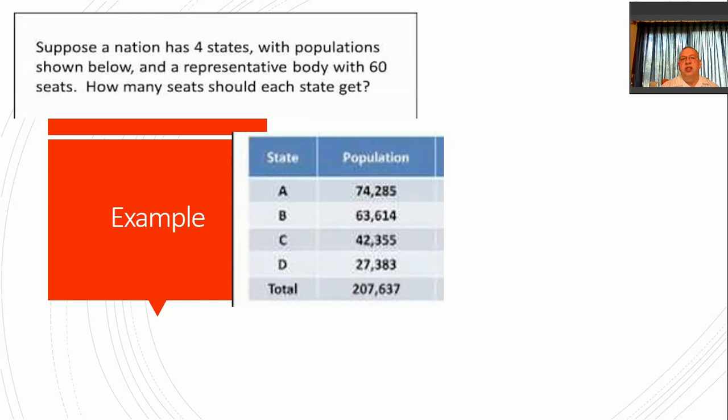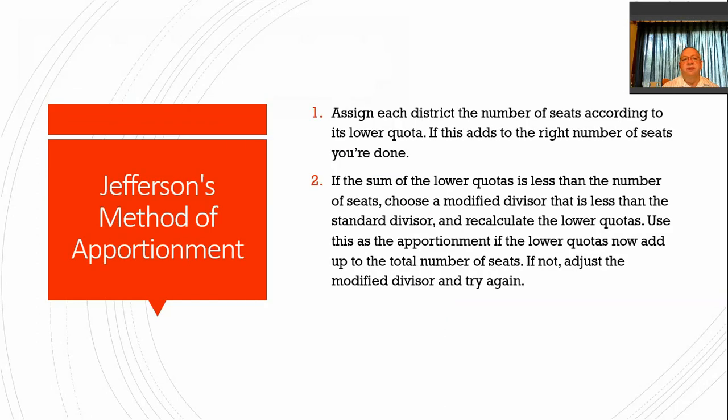So here's one that you could spend a few minutes working on. Suppose the nation has 4 states with populations shown below and a representative body with 60 seats. How many seats should each state get? We could try just the lower quota, and if we're finished, fine. Otherwise we would go into the fractional part and then assign it according to Hamilton's.